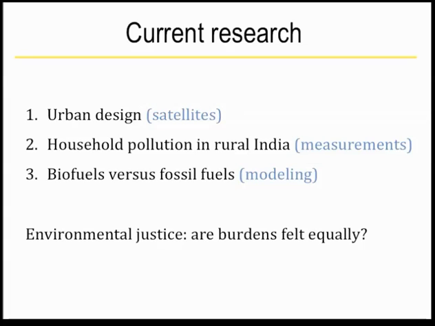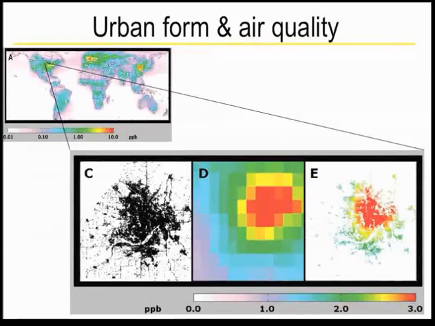An important theme underlying all these investigations is environmental justice. Who's more exposed to air pollution? Who's less exposed to air pollution? How does that correlate with demographics, like income and race? Are the burdens, the health effects felt equally amongst the population? So that question runs throughout many different investigations, and I'll turn to it explicitly at the end after going through these three topics. So with that, let me move to the first topic, which is urban form and air quality.